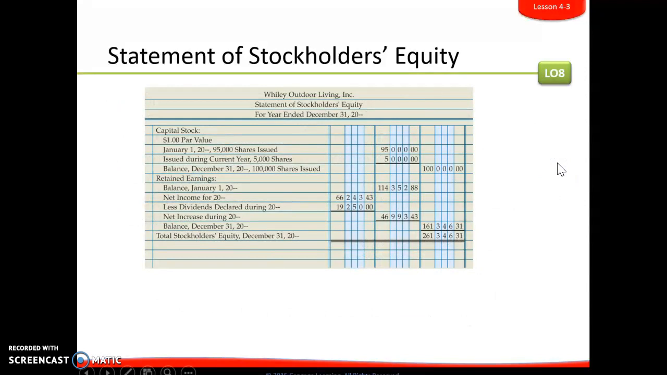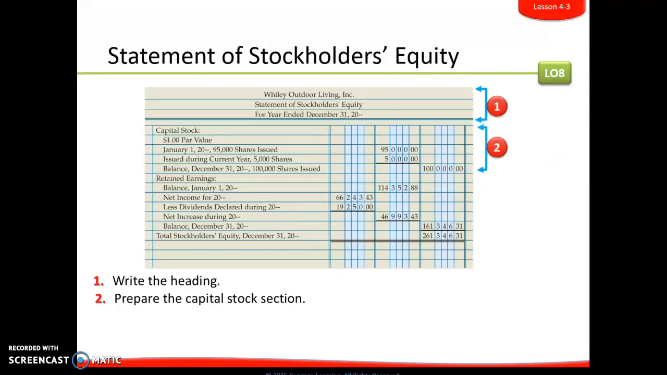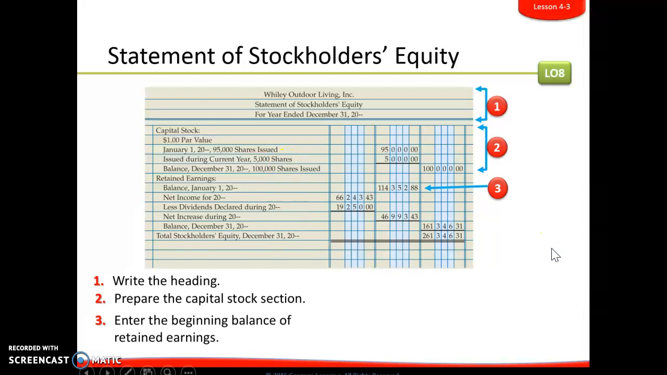So here is our example of our statement of stockholders equity. Again, we have our heading, who, what, when. Then we're going to have our capital stock section. So here is going to be information about those stocks, the shares issued at the beginning, the shares issued during the year, and then what we have for shares at the end of the year. Then we're going to have our retained earnings section.